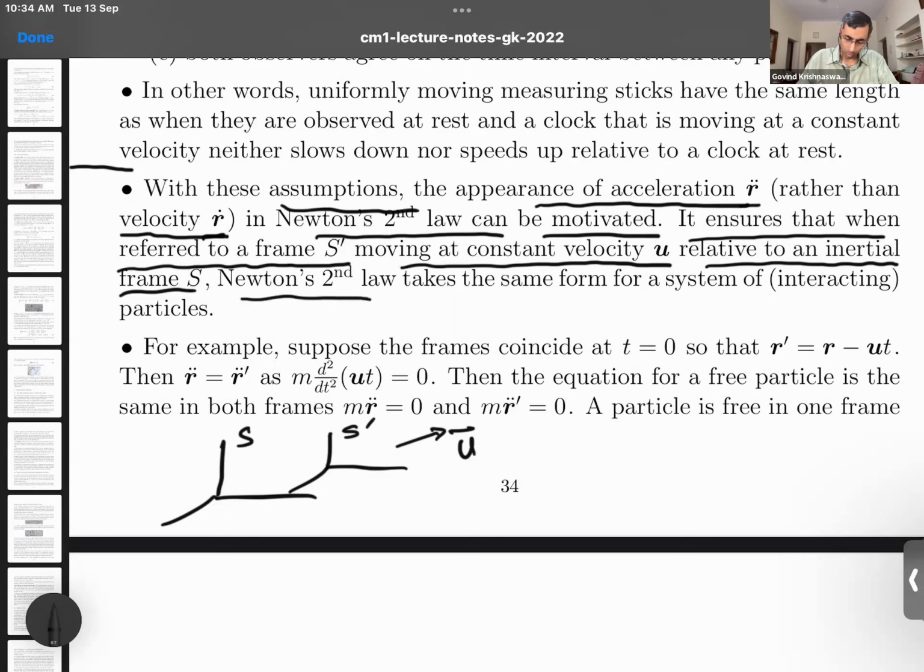Newton's second law, we're going to observe now that Newton's second law takes the same form for a system of interacting particles. Of course, Newton's second law says that mass times acceleration is equal to the force. Yeah. Now, we must say what kind of forces we are studying. And here we are studying a system of particles. So there would be the accelerations of each of the particles present equal to the force felt by the particle. And this force is due to the other particles present. Okay, so that is the setup.